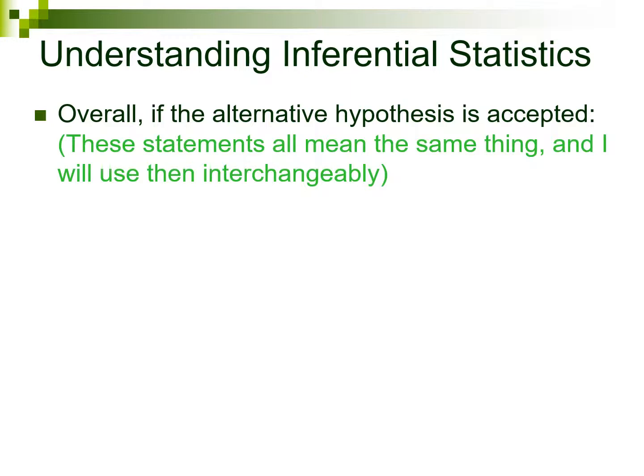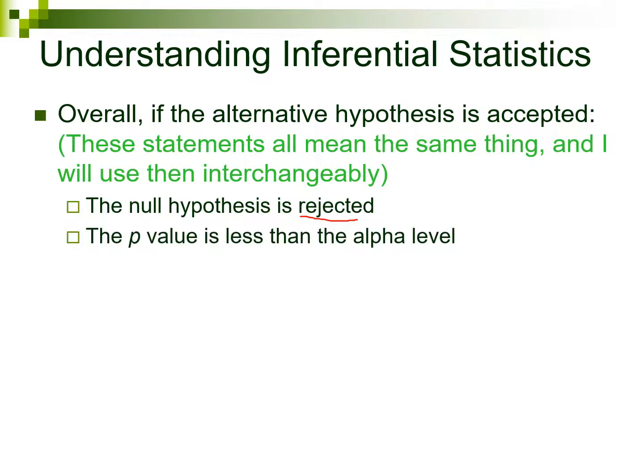So overall, if the alternative hypothesis is accepted, these things are true. First, the null hypothesis is rejected. Remember, for any study, we're either going to accept the alternative or the null hypothesis and reject the other. So if we accept the alternative hypothesis, by definition, we're going to reject the null hypothesis. It means that the p-value is less than the alpha level. We talked about this on the previous slide. If the p-value is less than the alpha level, that means you accept the alternative hypothesis.